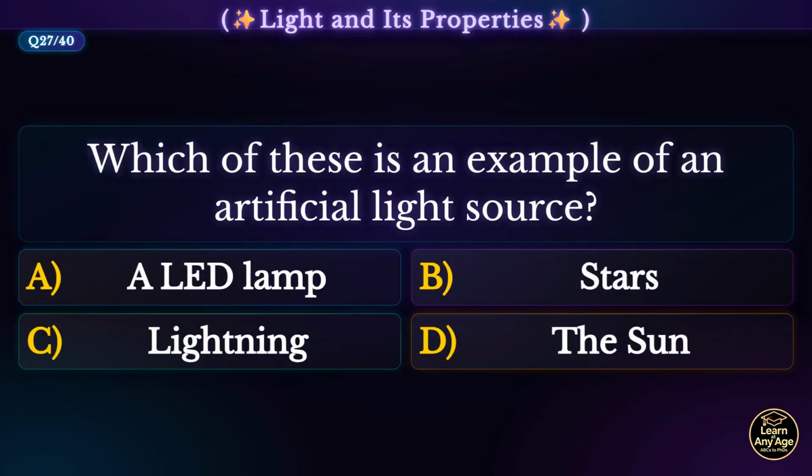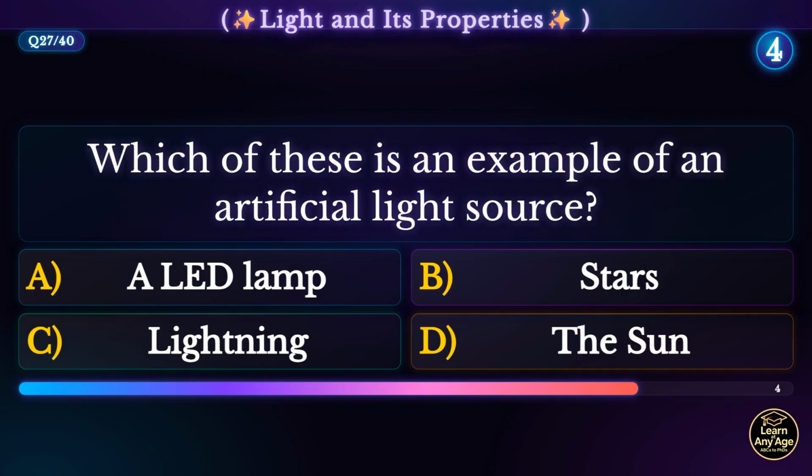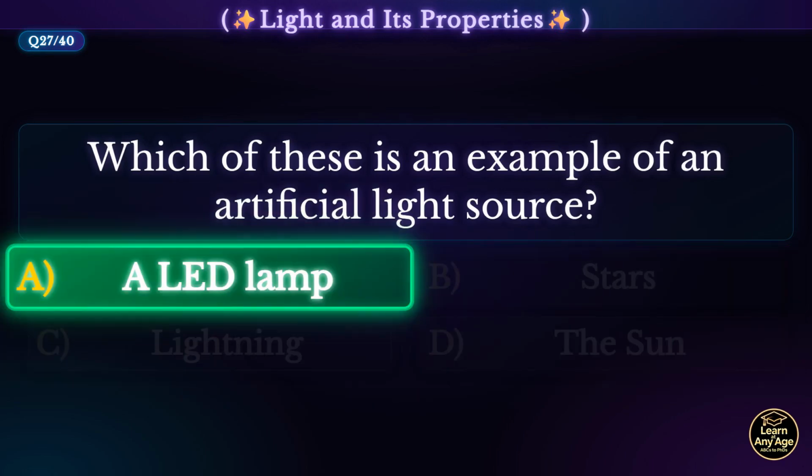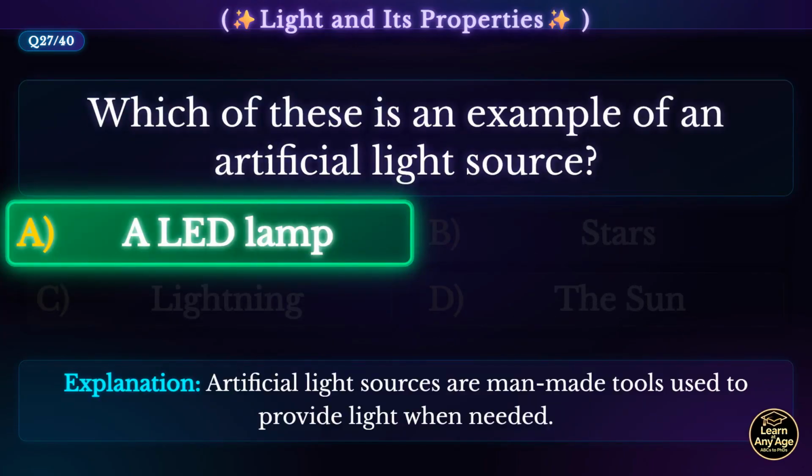Which of these is an example of an artificial light source? A. LED lamp. Stars. Lightning. The sun. A. LED lamp. Artificial light sources are man-made tools used to provide light when needed.